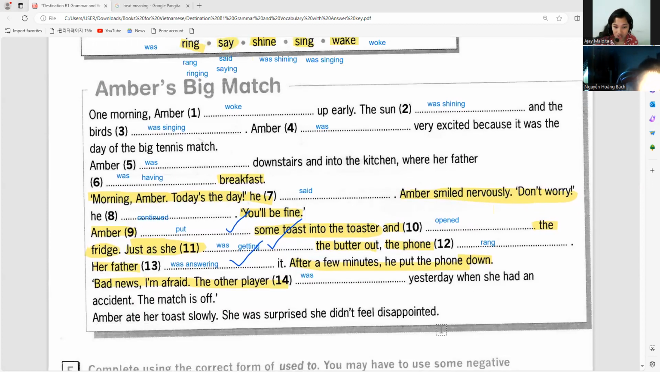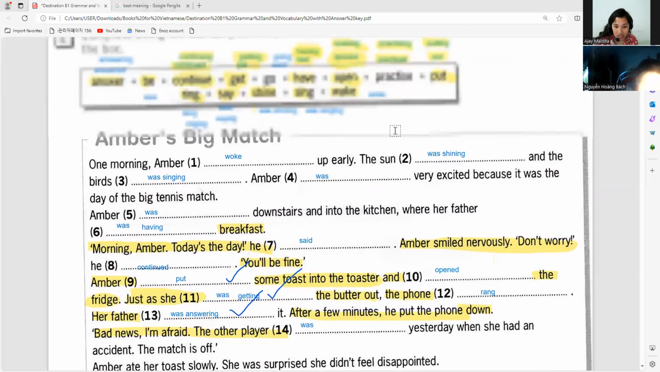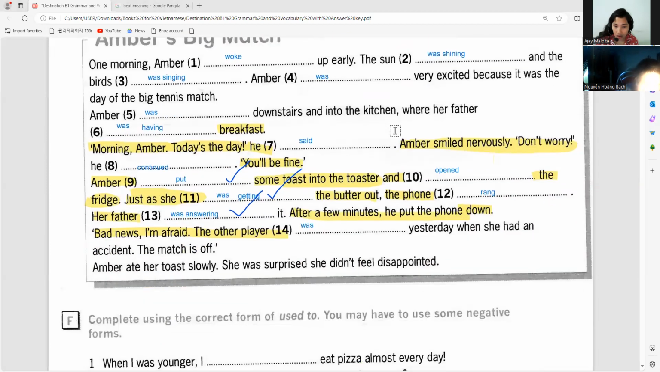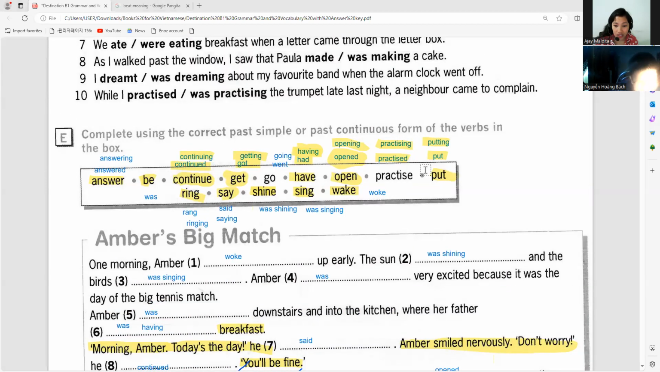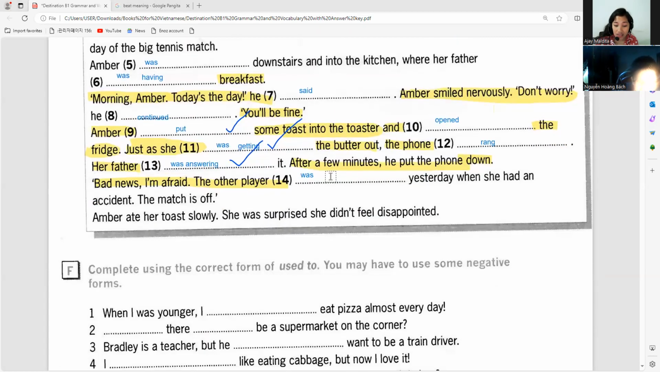What is your answer? The best word for number 14. Go or practice? Run is done. Okay, one back. We will use ing this time because of was. Is it was going or was practicing? Going.